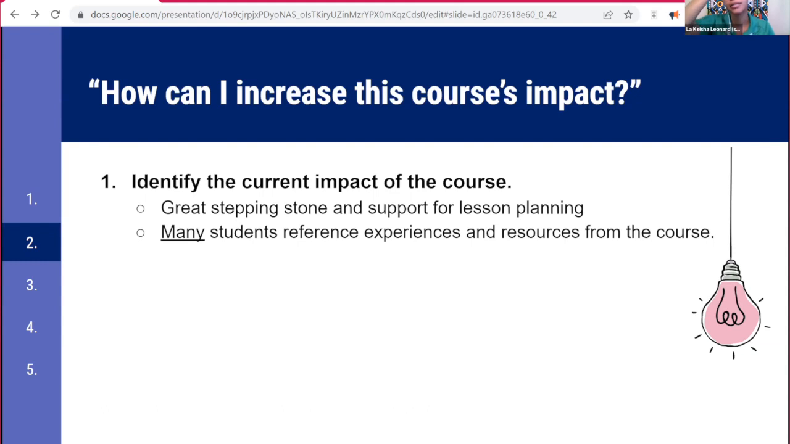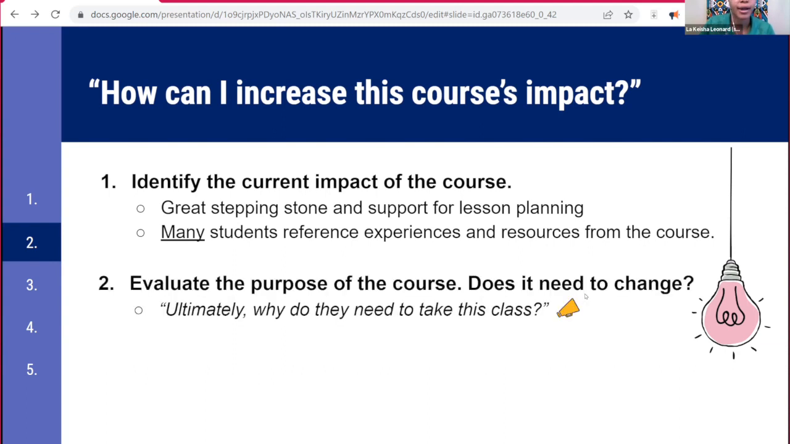So the first thing is identifying the current impact of the course. You've got to know where you're at in order to know where you want to go. When I looked at my experience and what I saw of other students' experiences, I noticed that it was a great stepping stone and a great support for lesson planning. There were a lot of students that I came across that spoke of their experiences or the resources that they had gleaned from the course. So it already has a natural impact. People don't say, yeah, I took that course and it didn't mean anything. There are students that are actually remembering the things they did in that class.